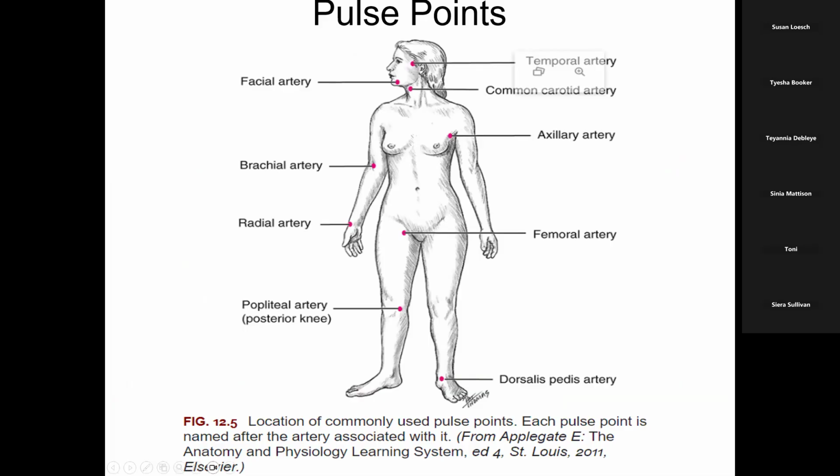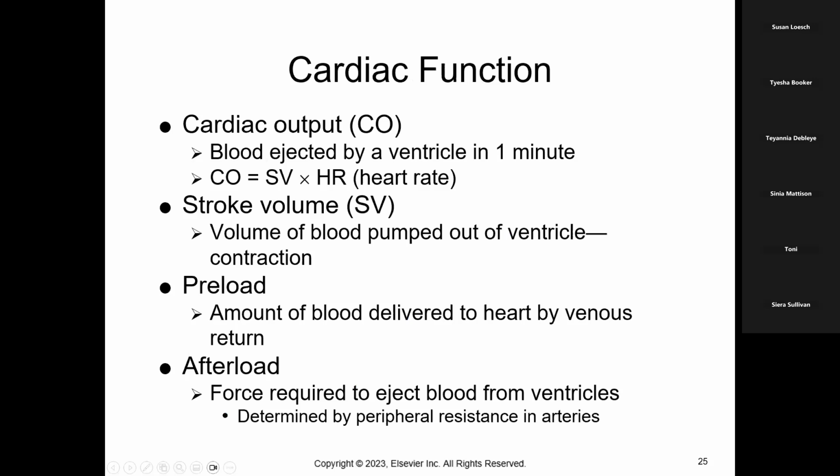Cardiac function. So you should know these terms. Cardiac output is the amount of blood that the ventricle ejects every minute, and it's equal to the stroke volume times the heart rate. The stroke volume is the volume of the blood pumped out of the ventricle during a contraction. Preload is the amount of blood that's coming back to the heart. So that's the blood that's going into the right atrium.